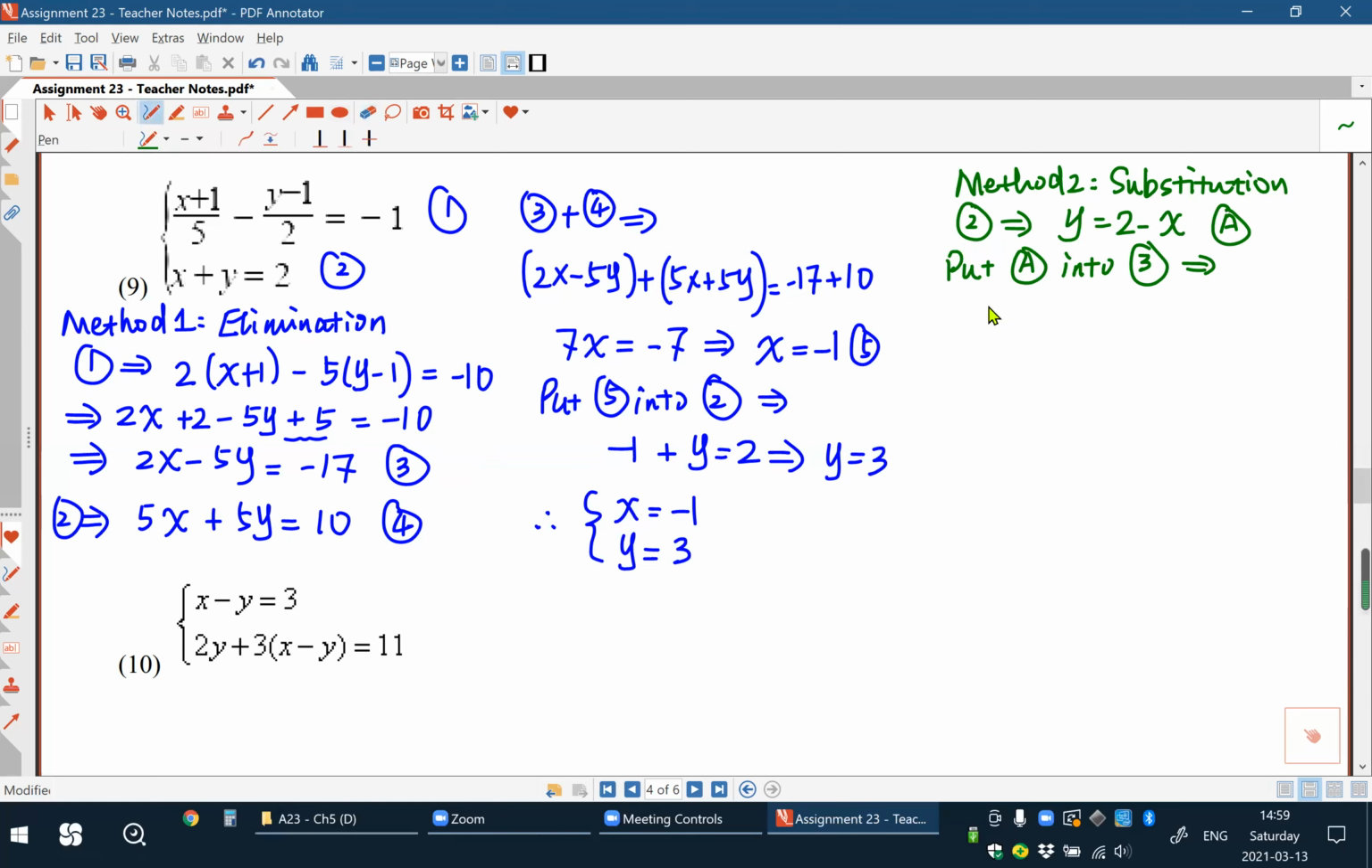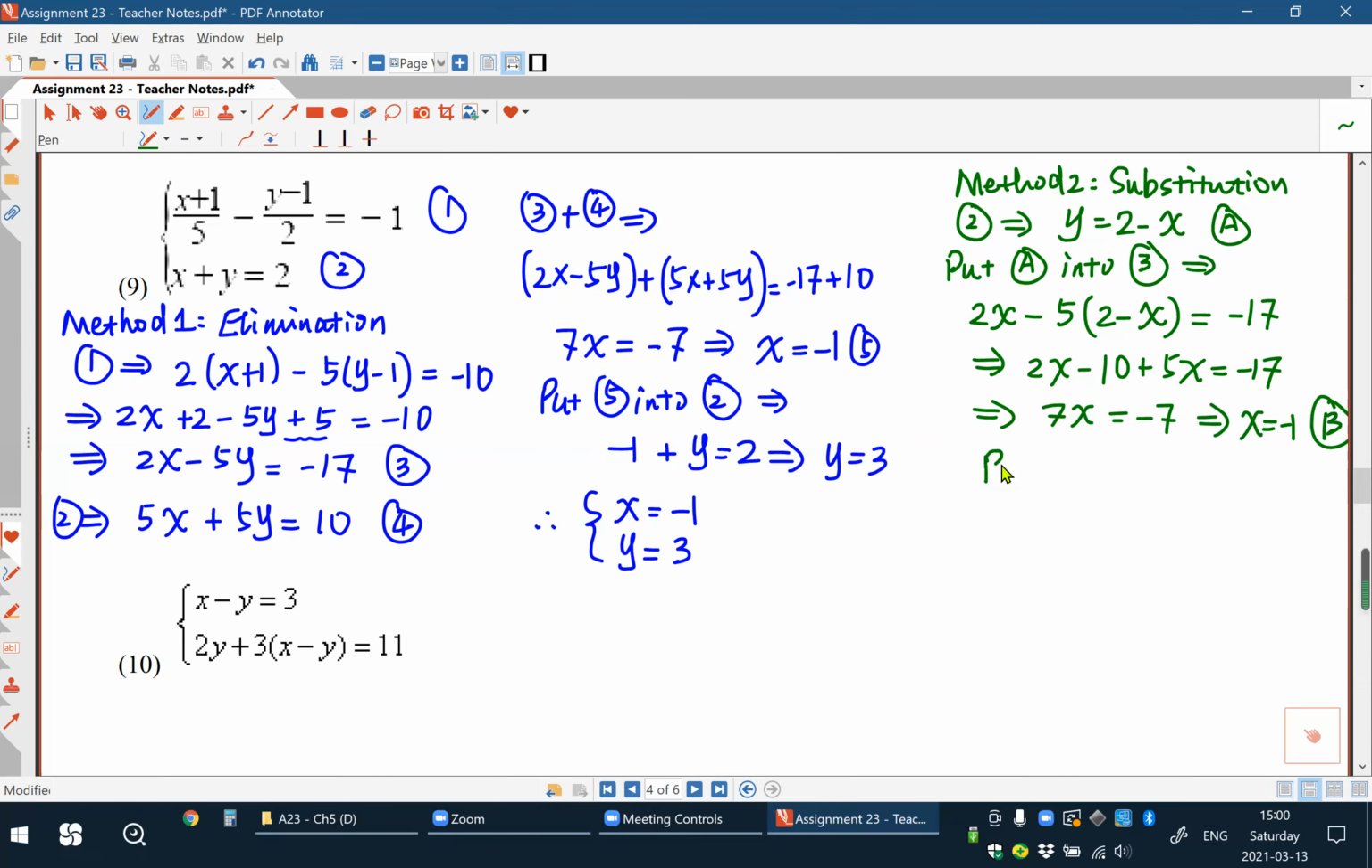Okay, if you put it back into 3, that means 2x minus 5y, 5y means 5 of 2 minus x, equals minus 17, right? And then let's organize this equation. 2x minus 10 plus 5x is minus 17. So that means 7x equals minus 7 and x is minus 1. So let's call this b. Then we can put b back into a to solve for y. Okay, this will give you y equals 2 minus 1, which is 3. So again, the conclusion is x is minus 1 and y is 3, right? Okay, any questions?